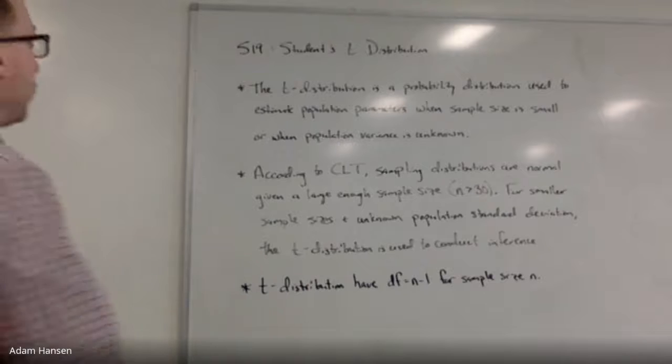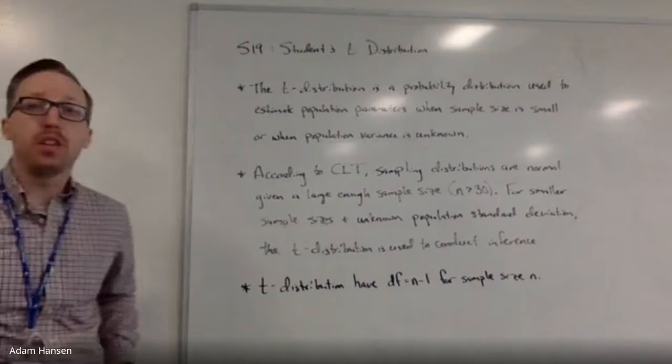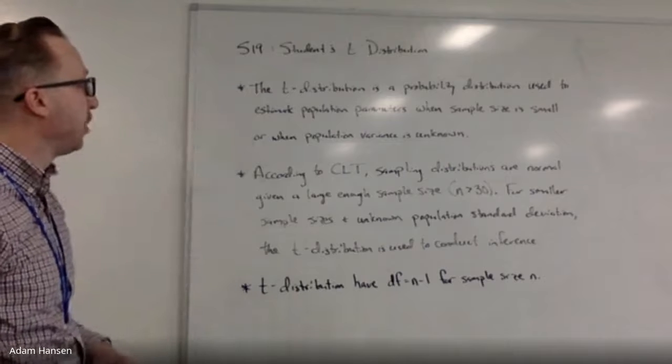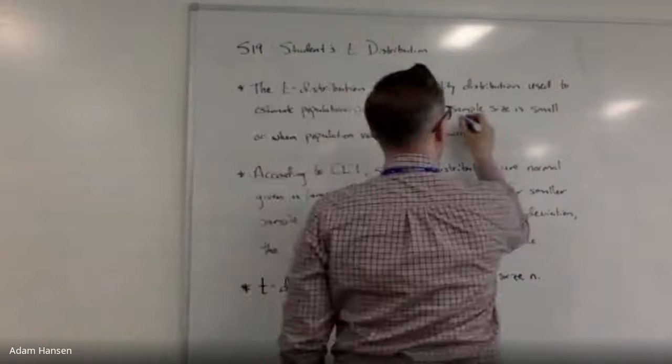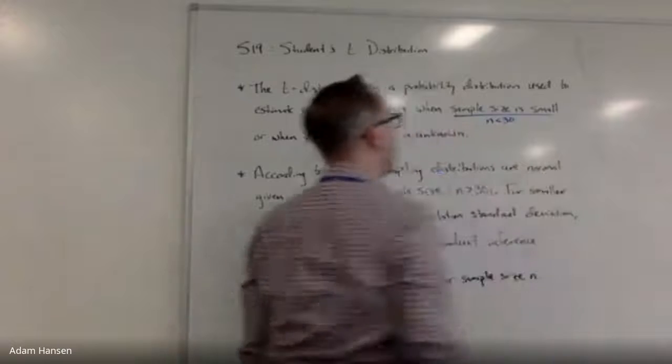All right, let's start getting into Student's t-distribution. Like you saw in the video for William Sealy Gosset and the Guinness Brewery, the t-distribution is a distribution used to estimate a population when the sample size is small, typically a sample size of less than 30.